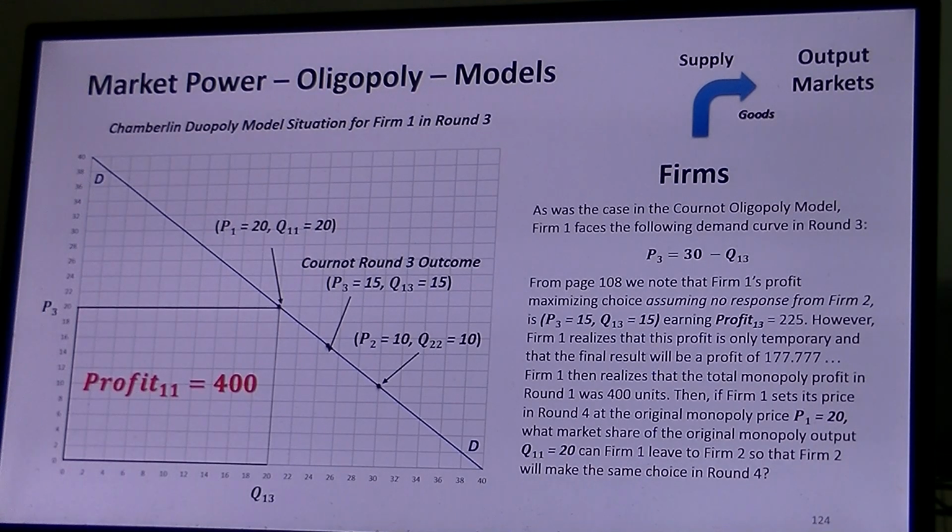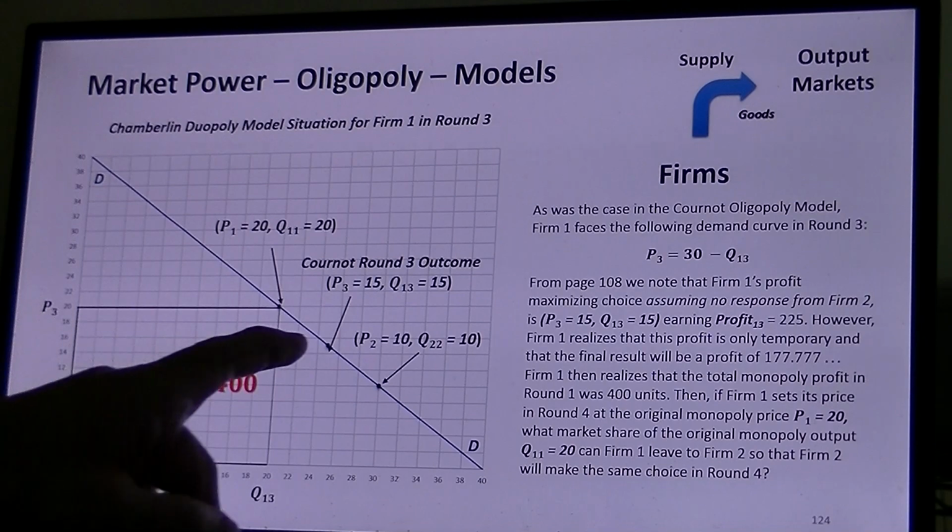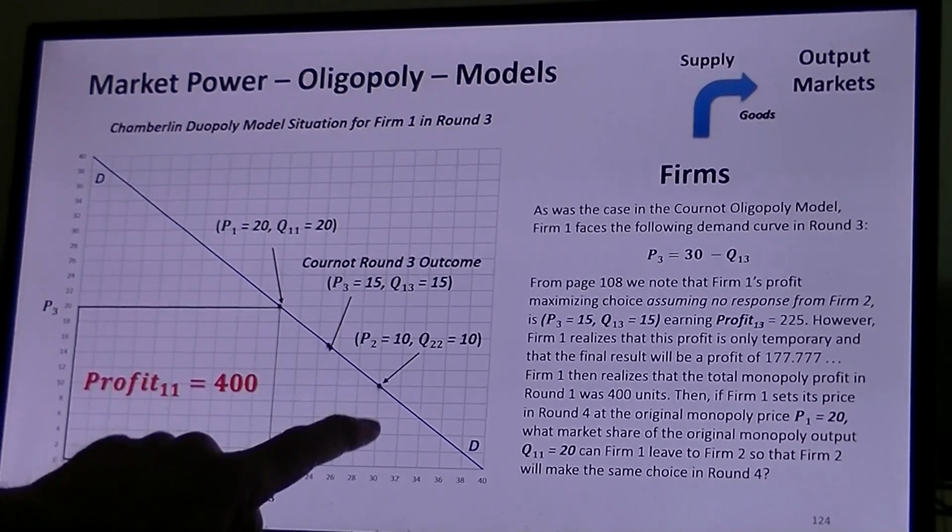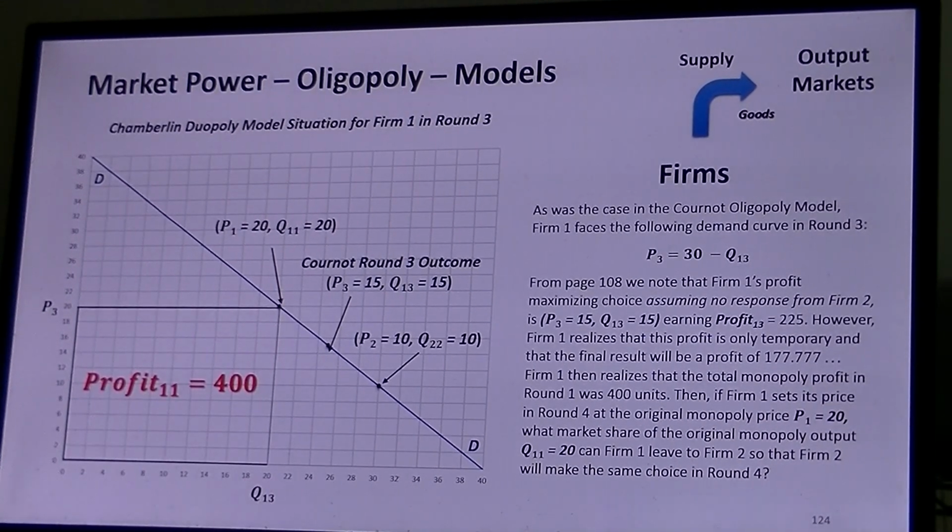But here's what they realize. They think, okay, well, wait a minute. If I keep on playing this Cournot game as if I don't know what the other firm will do, then I'm going to end up with a profit of 177.777. That's okay. I don't mind doing that. But can I do better? So let's think about this. Can firm 1 do better?